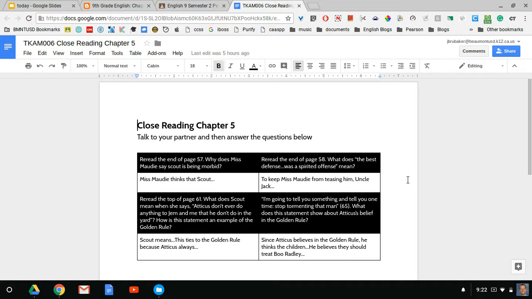You can think about, what is Ms. Motti and Uncle Jack's relationship like? How do they treat each other? What does it mean on page 58 when it says he was trying to get Ms. Motti's goat? What does it mean when we say that? And it's not how you guys usually use the word goat. So think about the relationship, and why would she have to have a spirited offense to combat Uncle Jack? Pause the video and discuss that.